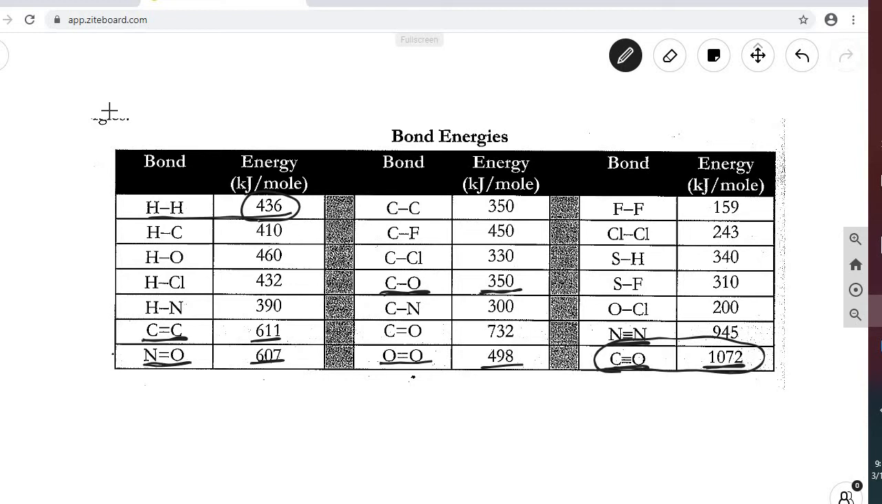Let's see, the lowest I see, I guess, is this oxygen-chlorine single bond. No, actually here's a fluorine. Two fluorine atoms bound together require 159 kilojoules of energy to break that bond. So this is a much weaker bond than this bond.